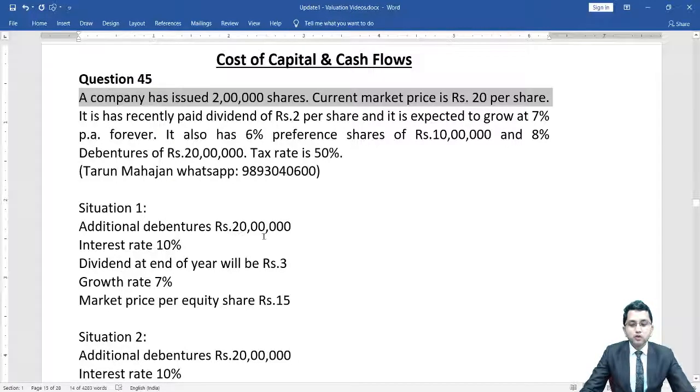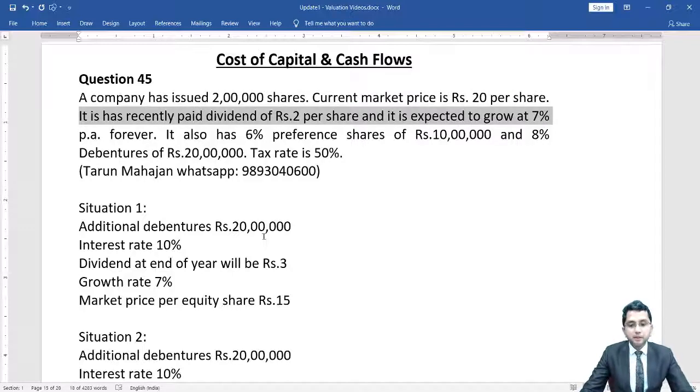A company has issued 2 lakh shares. Number of shares are 2 lakh. Current market price is rupees 20 per share. 2 lakh into 20 appears to be 40 lakh, which is the market capitalization for equity shares.